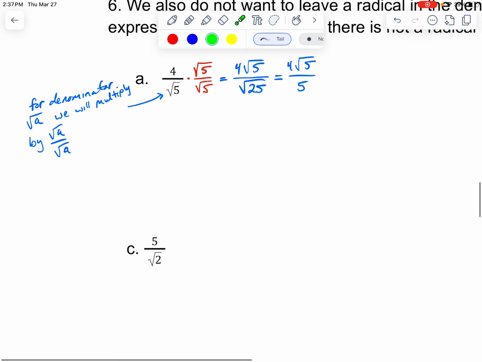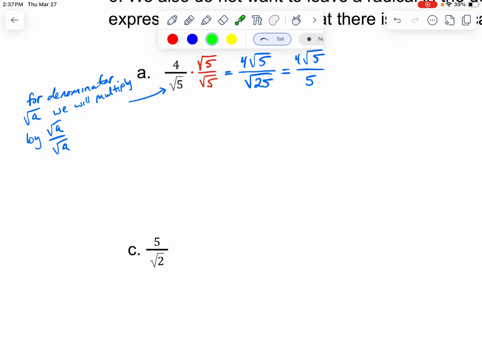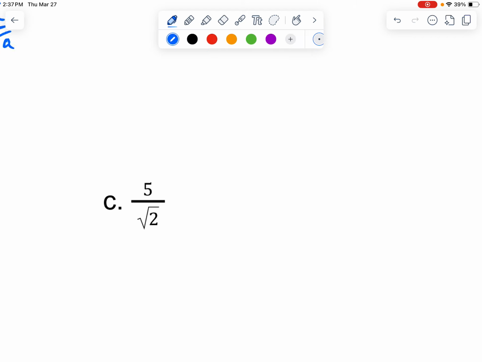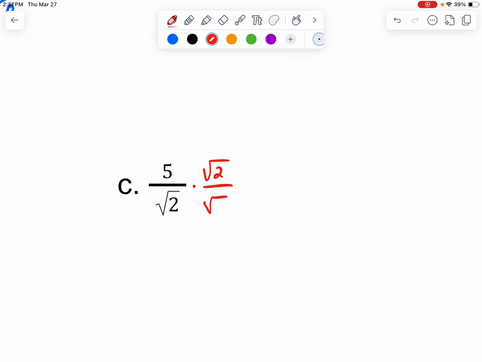This would be a good time to try part C, because part C is exactly like this, fairly simple, just one step. So again, I'm multiplying, since I've got square root of 2 on the bottom, I'm going to multiply by square root of 2 over square root of 2. 5 times the square root of 2, I've just got to leave that as is. And on the bottom, square root of 2 times the square root of 2 is square root of 4. Or if you were able to jump right to it, that's just going to be 2.